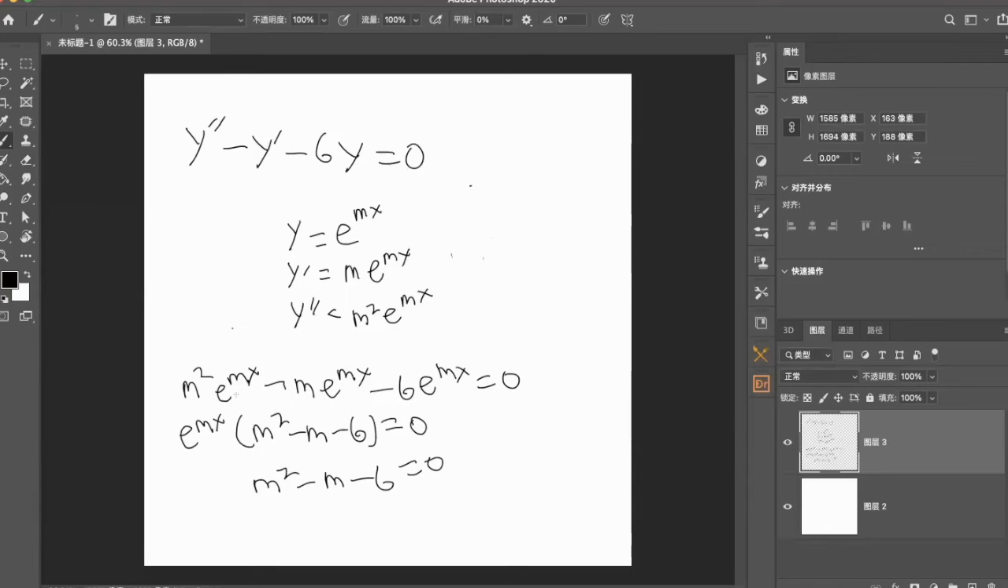But anyway, today our focus will just be on the second order. Do you know how to solve m squared minus m minus 6 equals 0? I think it's quite easy, right? You will get m could be 3 or m could be negative 2. So what would be the answer? Well, y could be e to the 3x or y could be e to the negative 2x.